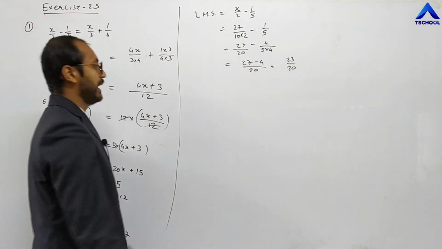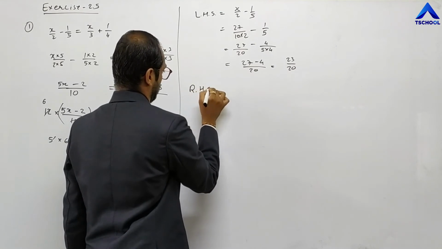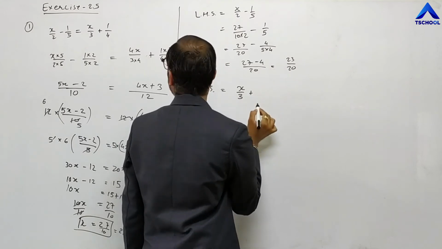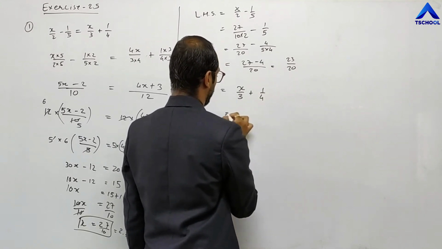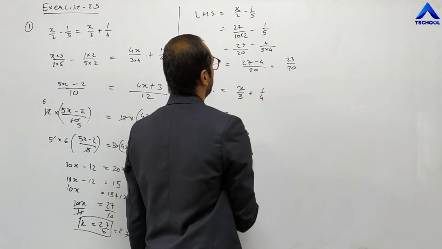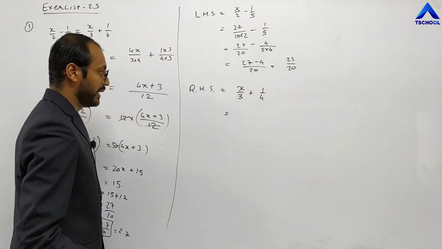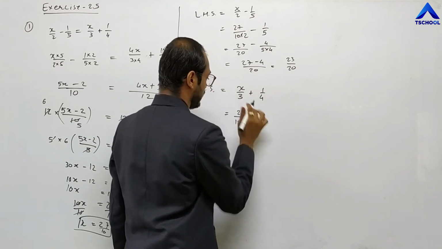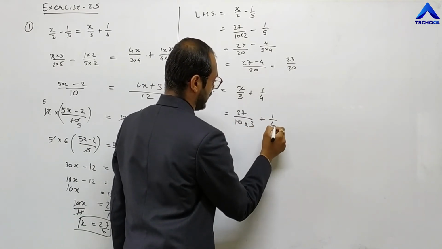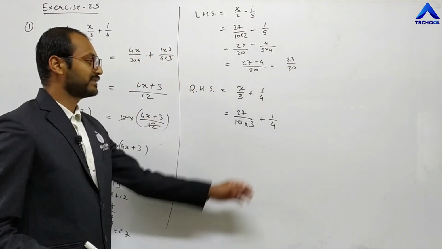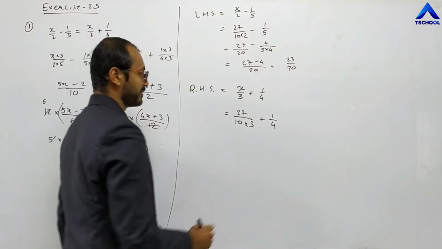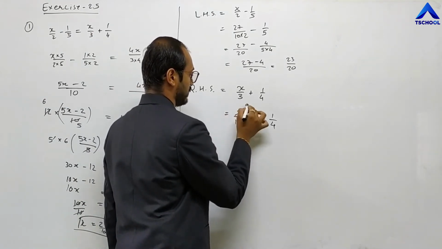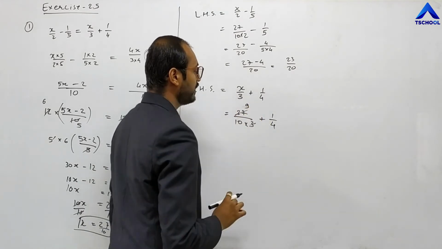Now what is the value of the right hand side expression? Here it is x by 3 plus 1 by 4. What is x here? It is 27 by 10. So we put 27 by 10 over 3, plus 1 by 4. We can simplify 27 by 3 because 3 nines are 27. So we get 9 upon 10.